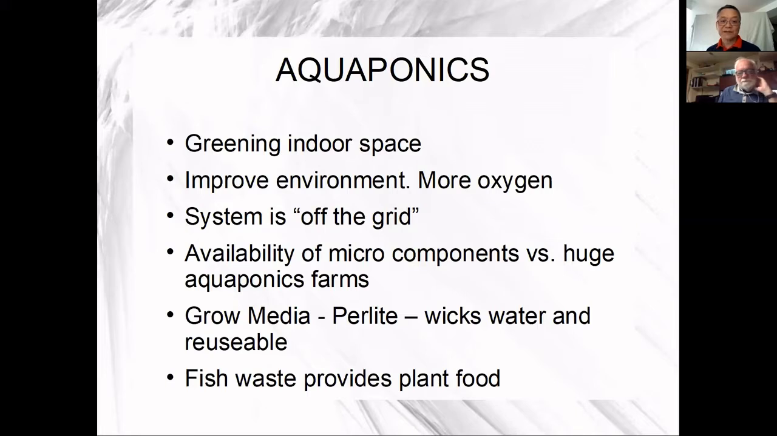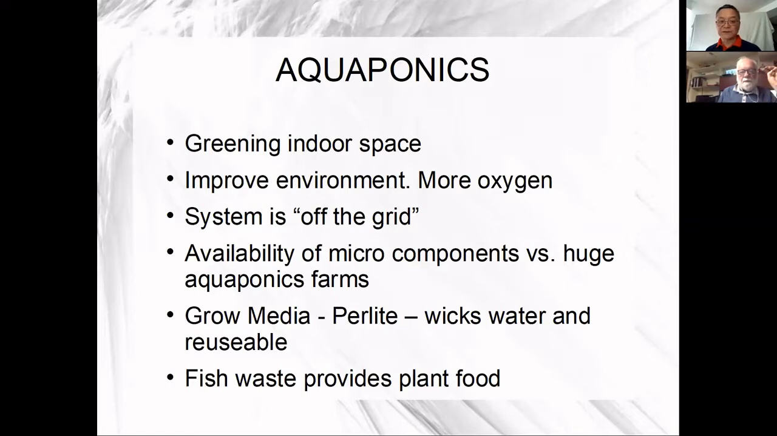And really my drive is the availability of micro components. I mean, you have the huge aquaponics farms that use a lot of energy, but you can get small solar panels, small batteries, 5-volt pumps, and then the Arduino, which is basically a low-cost microcontroller.